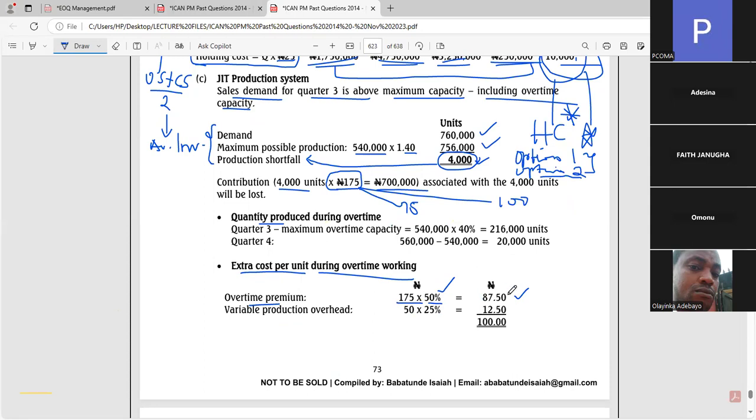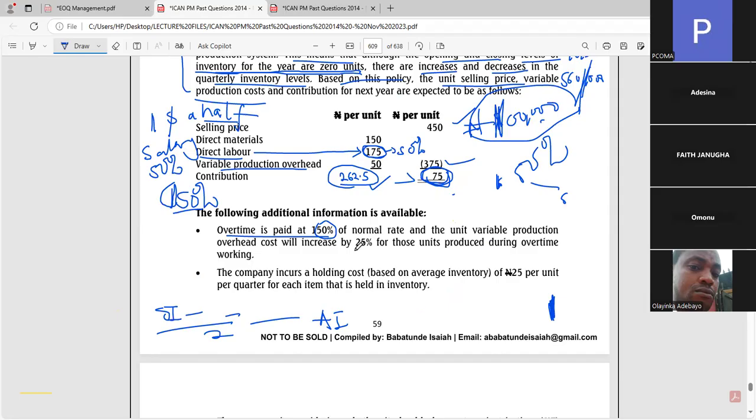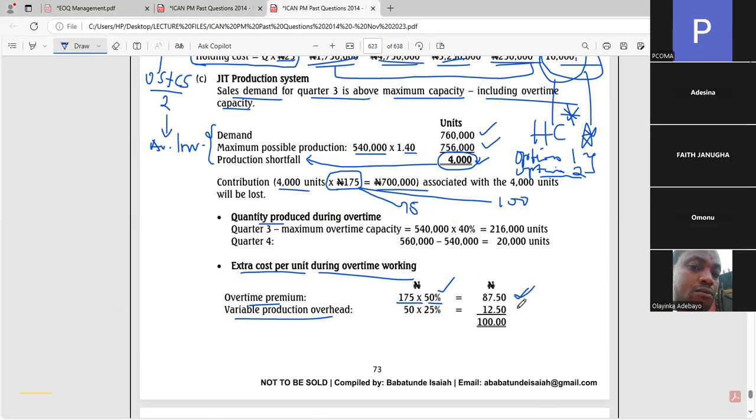So what we are paying you extra is 87 naira 50 kobo. Therefore, for the variable production overhead, we said that we are going to pay extra 25%. So if we are incurring 15 naira for variable production overhead, and because now we want to work overtime, we're going to spend extra 25% again. That is 25% of 50 naira, which means that we are spending extra 12 naira 50 kobo. So add both together, this is the additional cost we are spending for every unit that we are producing overtime. Please, does this make sense?